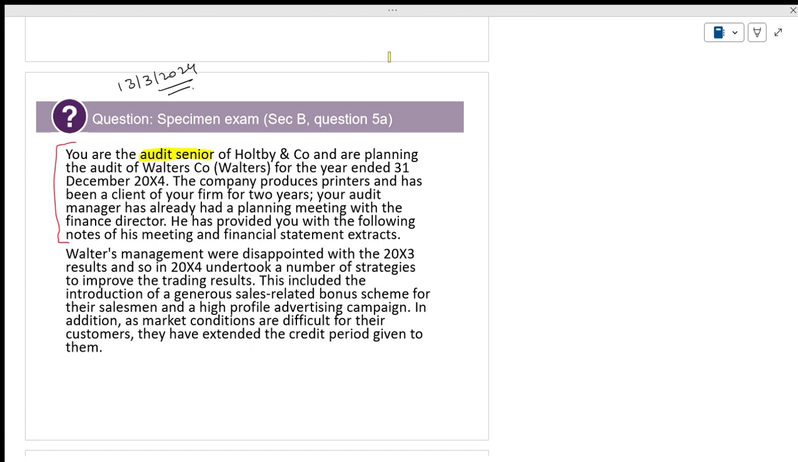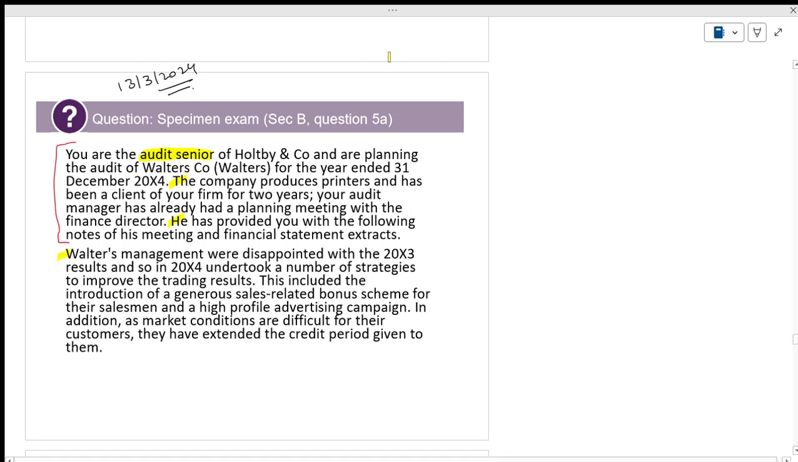Of Holby Company and planning the audit of Walters for the year ended 31st December. Next, the company produced printers and has been a client of your firm for 2 years. Your audit manager has already had a planning meeting with the director. He has provided you with the following notes. First I will read, then I will give you time. You have to read once on your own. Without voice you can read, but you have to read.